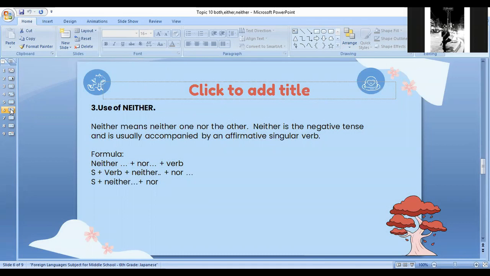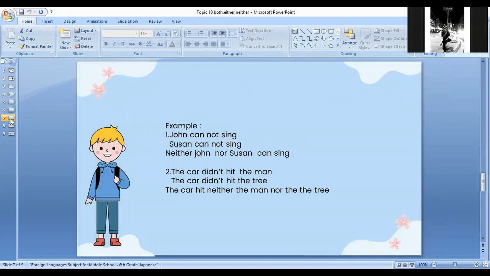Use of neither. Neither means neither one nor the other. Neither is negative and is usually followed by an affirmative singular verb. Formula: neither plus noun plus nor plus noun plus verb; subject plus verb plus neither plus nor. Example: John cannot sing. Susan cannot sing. Neither John nor Susan can sing. Number two, the car didn't hit the mine. The car didn't hit the tree. The car hit neither the mine nor the tree.